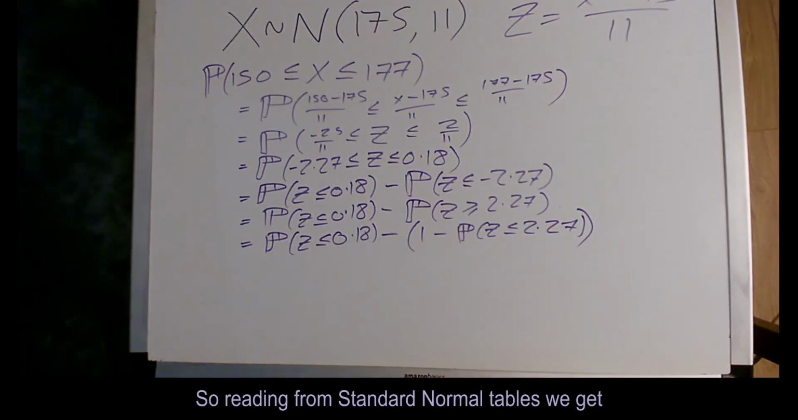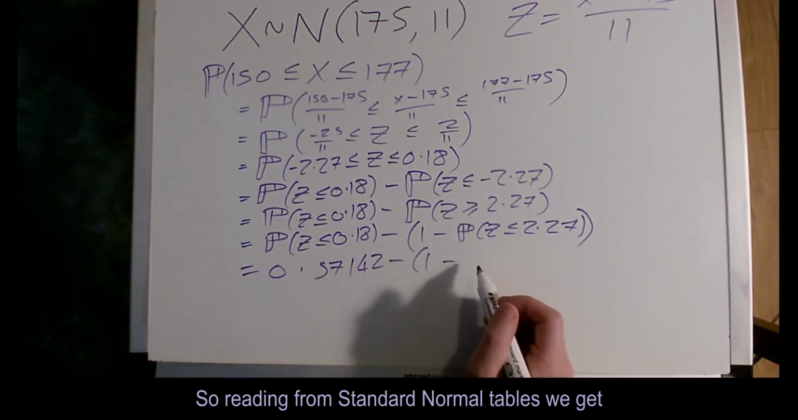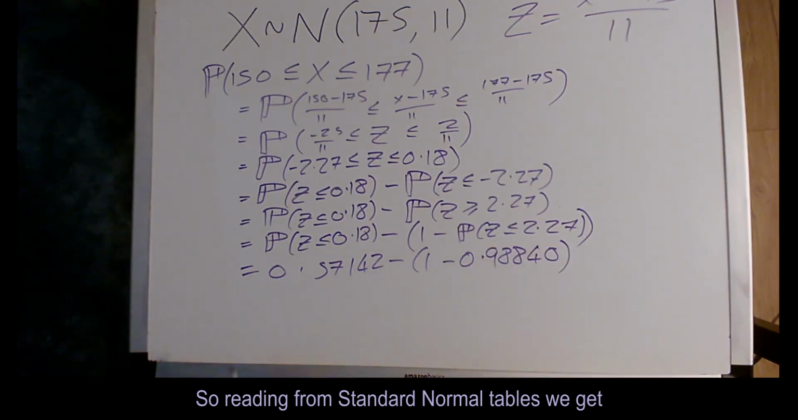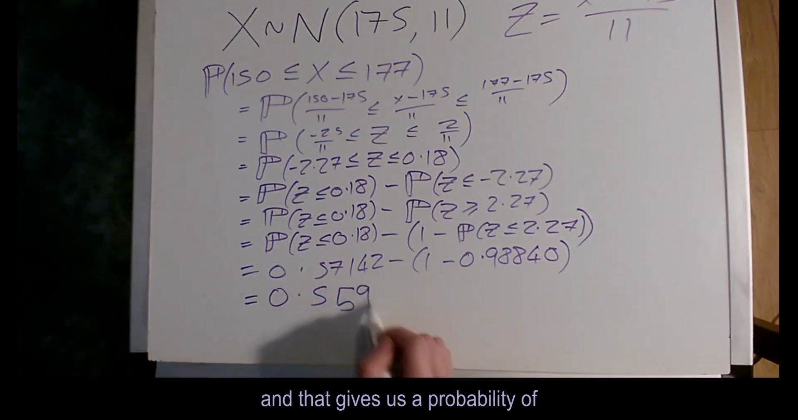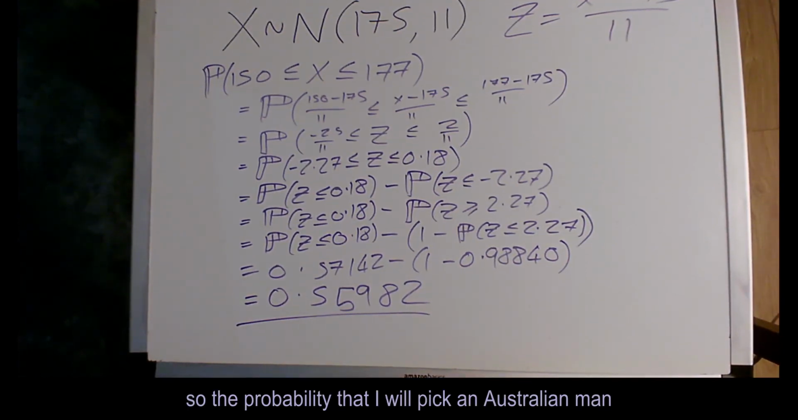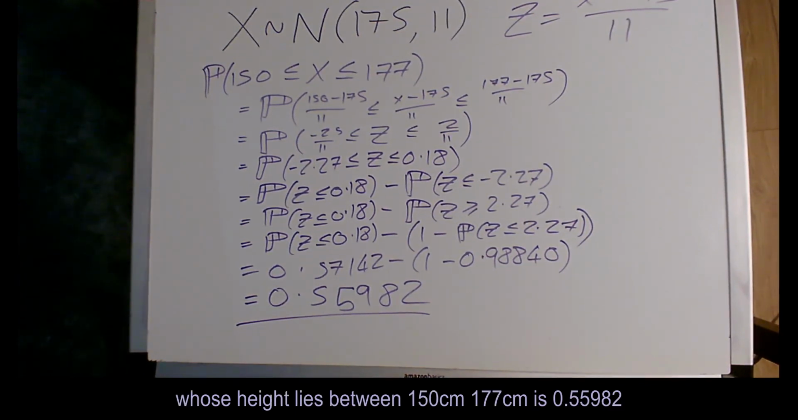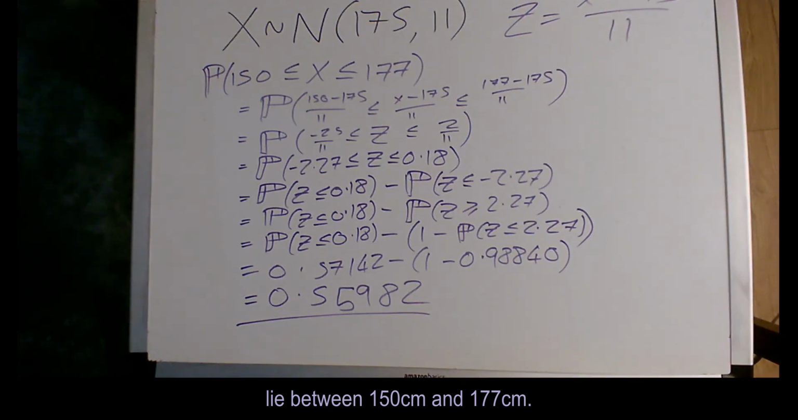So reading from standard normal tables, we get, and that gives us a probability of, so the probability that I will pick an Australian man whose height lies between 150 centimeters and 177 centimeters is 0.55982. So that means that about 56% of Australian men lie between 150 centimeters and 177 centimeters.